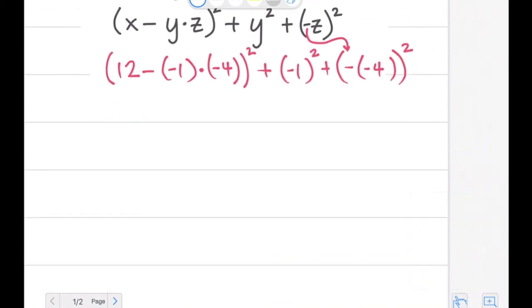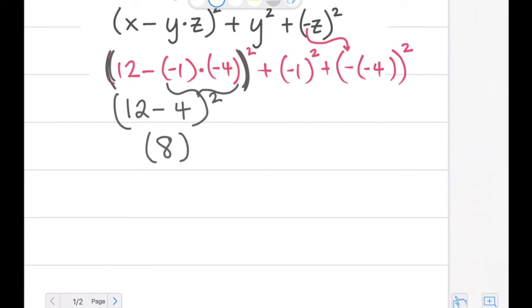We do have grouping symbols here. Within that expression, we've got subtraction and multiplication. So let's go ahead and multiply first. So we'll have 12 minus, and then negative 1 times negative 4 is positive 4. And then we can square that. I'm going to go ahead and do that next step. So 12 minus 4 is 8. And then we're going to square 8. Now let's go ahead and write down what we have left.